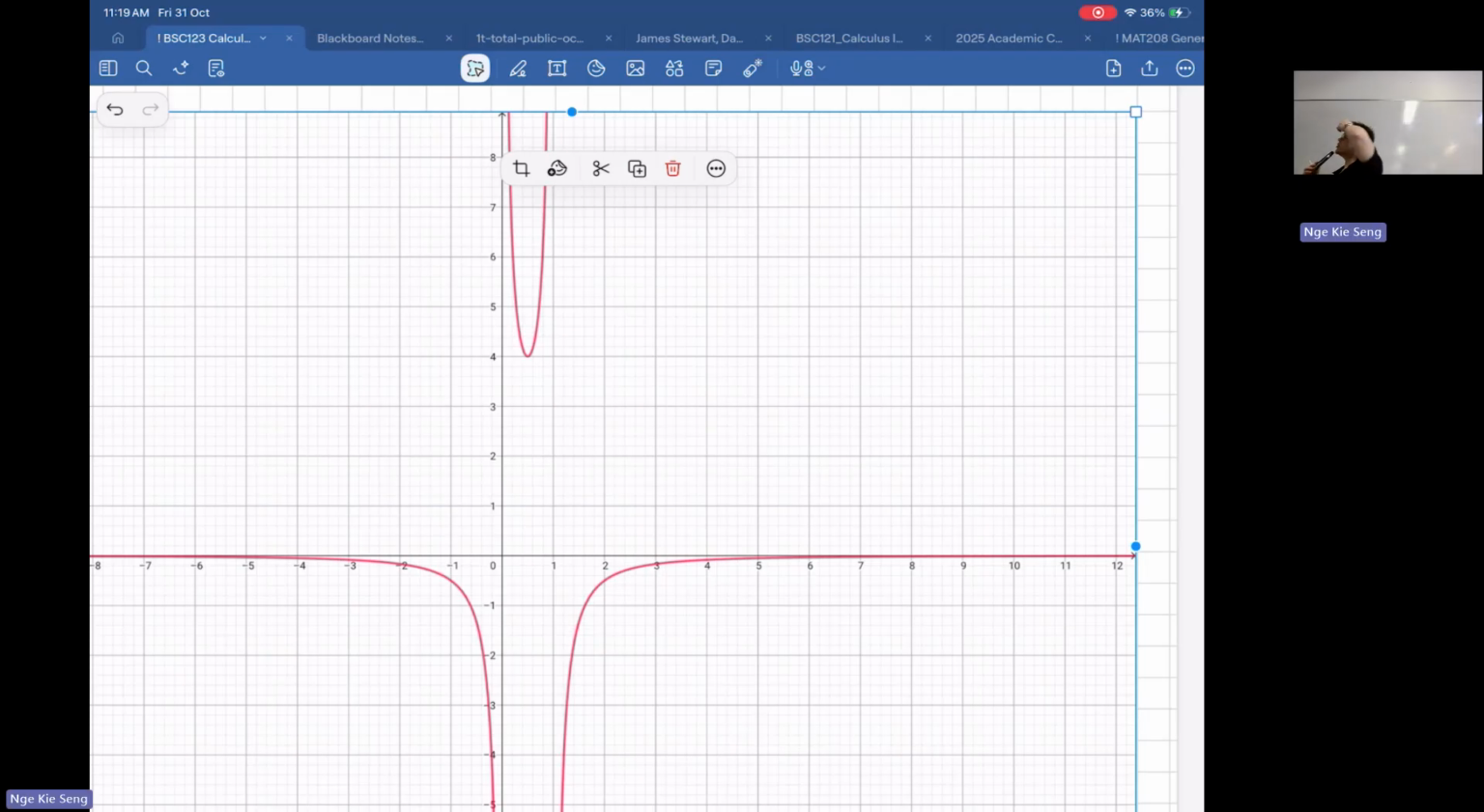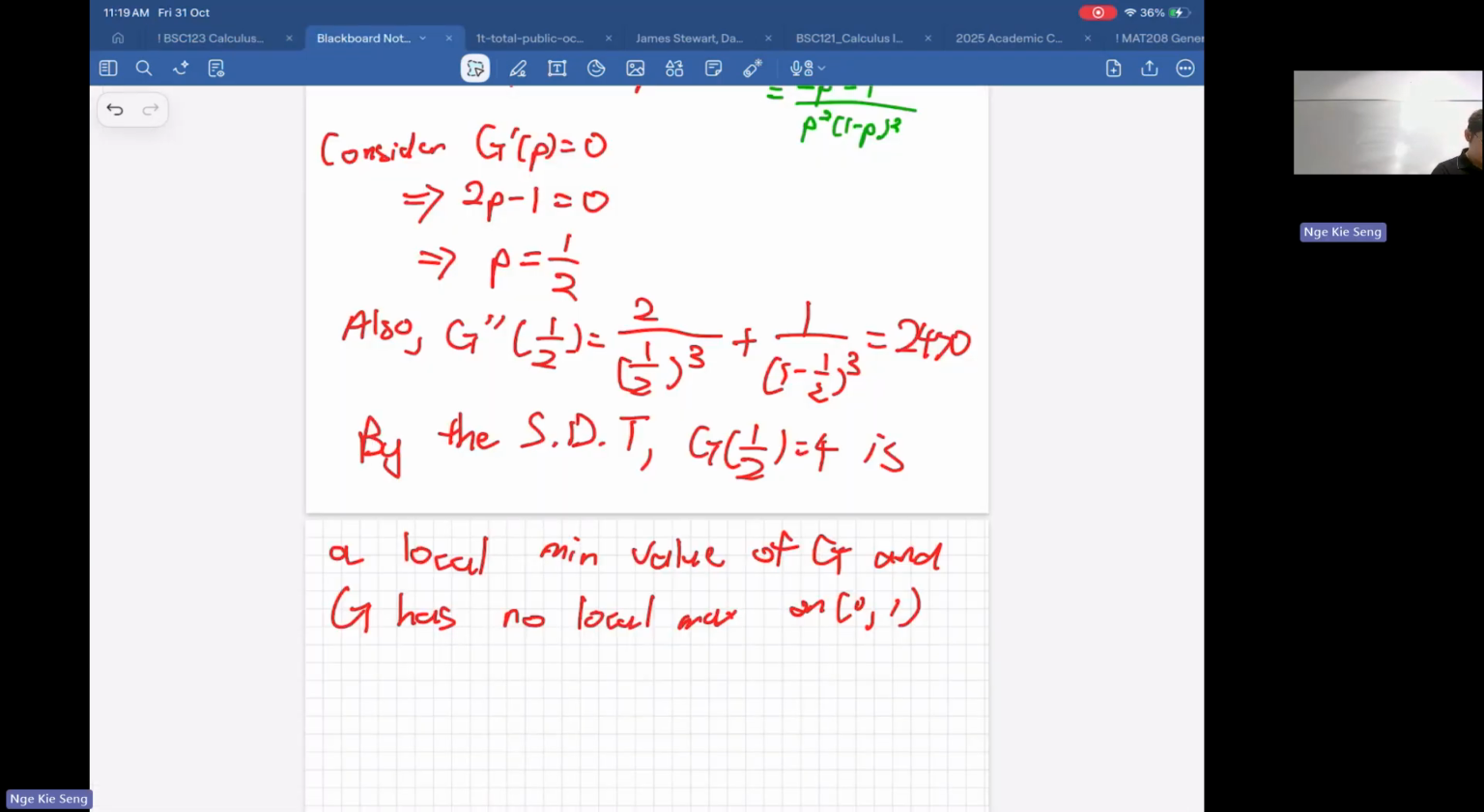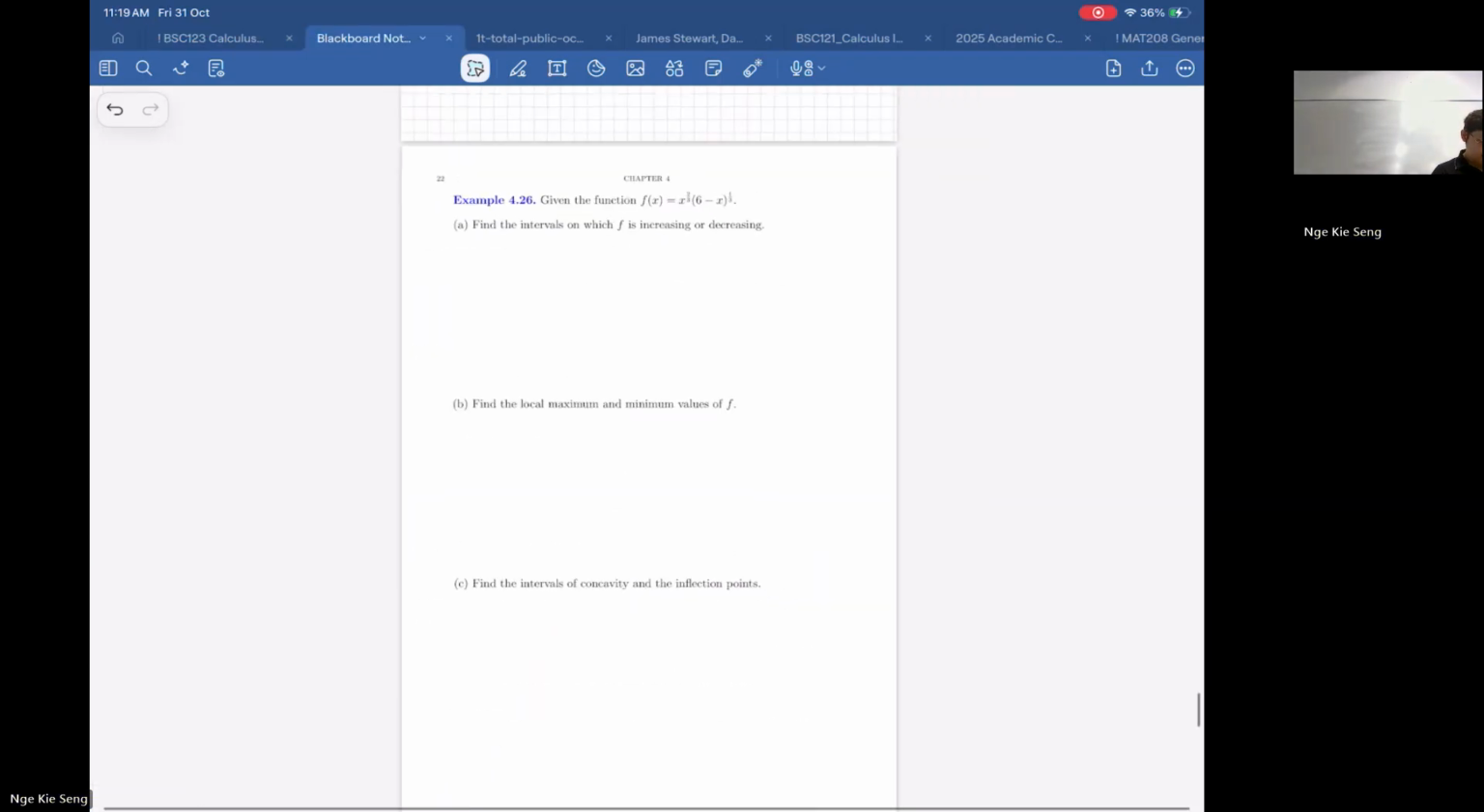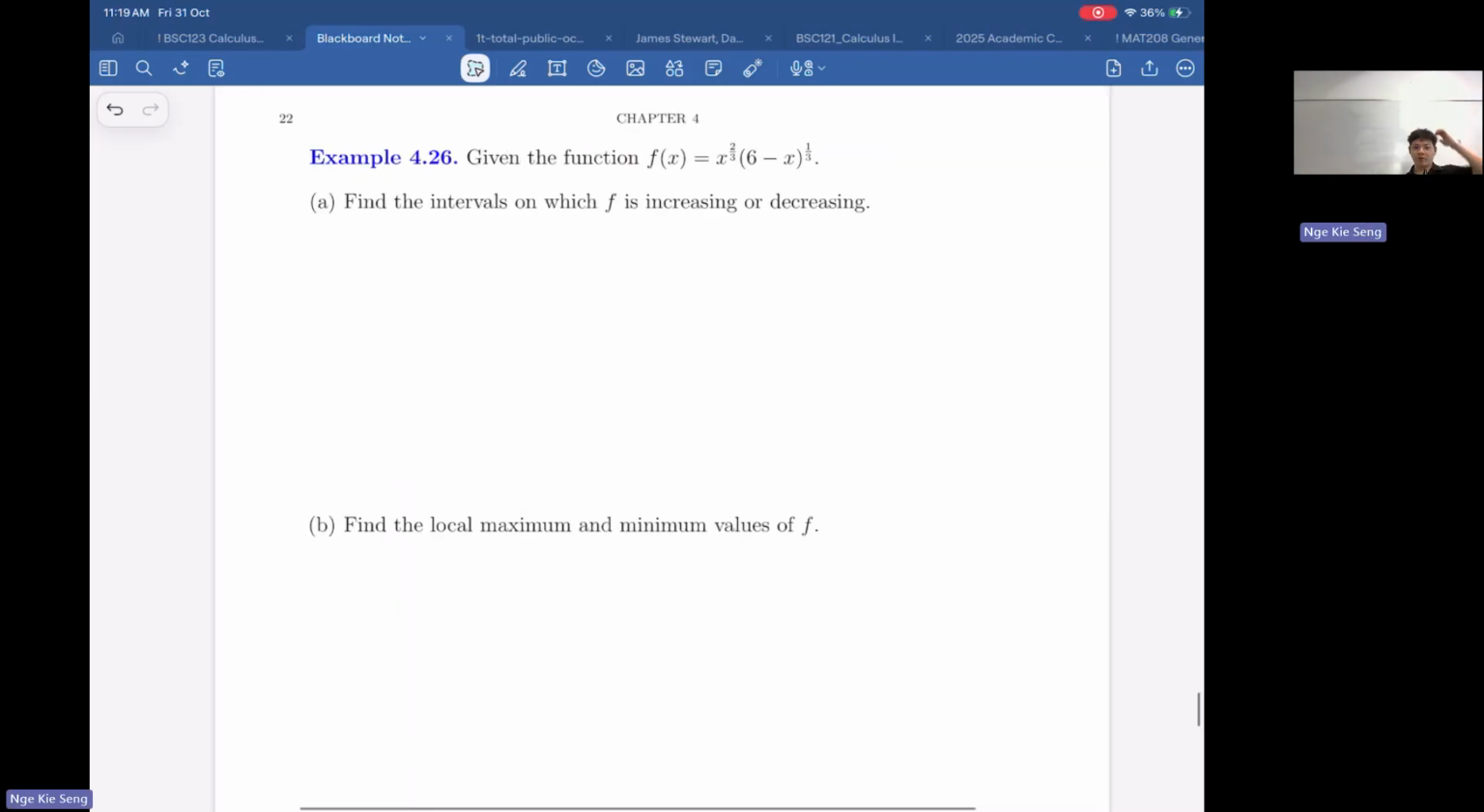Okay, so there's no other local maximum or minimum. Make sense? Let's see. So there are two more exercises, for 4.2 and 4.6. 4.2 is a bit polynomial-like. It's easier to do. I think I'll just leave it for you.